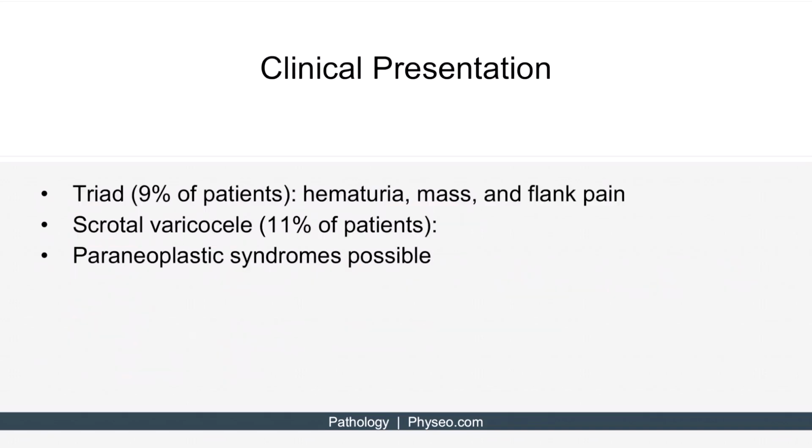So let's talk about how it presents. You'll often hear of the classic triad for renal cell carcinoma as being hematuria, a mass, and flank pain. Now that's the classic triad, but it's not common in all patients. In fact, as I've written here, only 9% of patients present this way. Patients may also present with a scrotal varicocele, which can occur in 11% of patients.